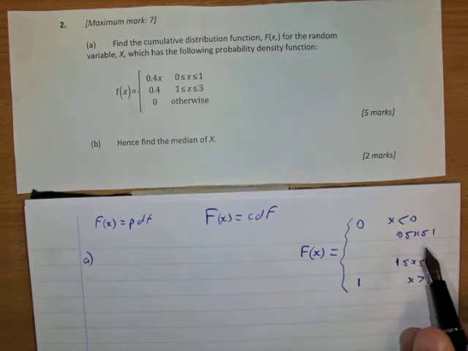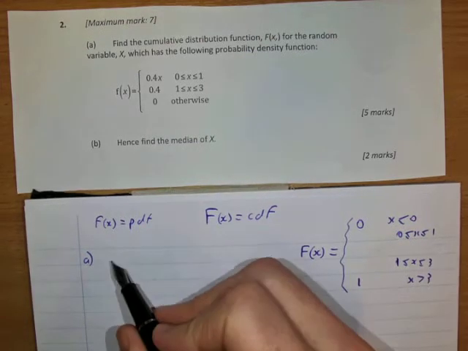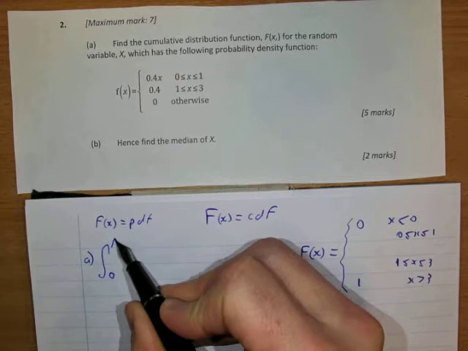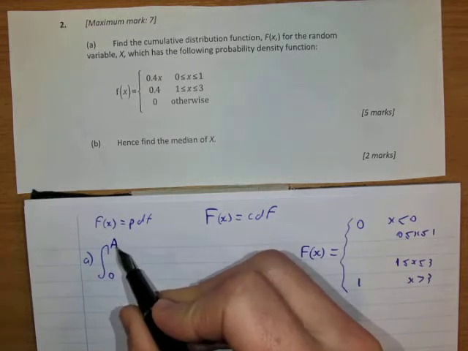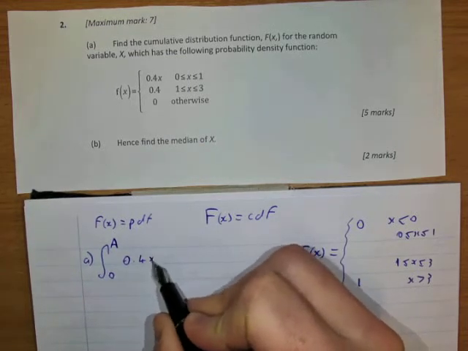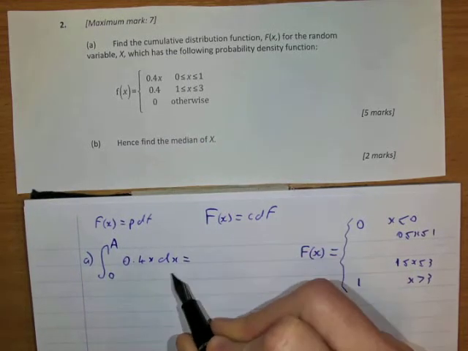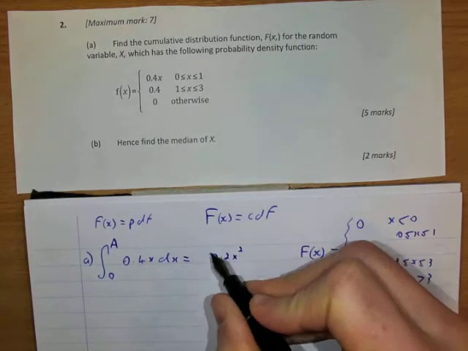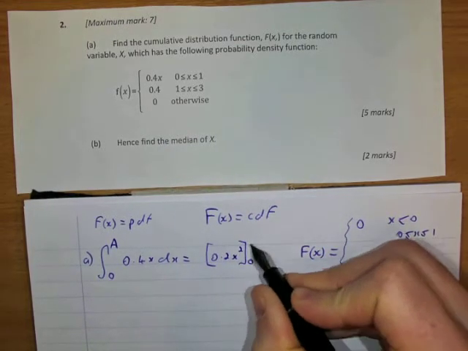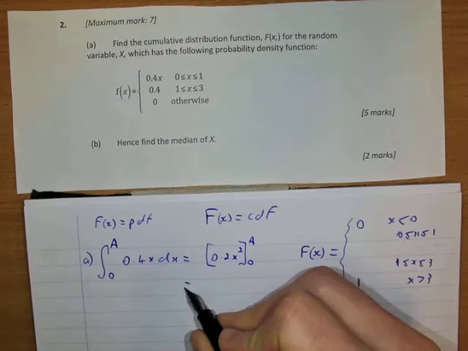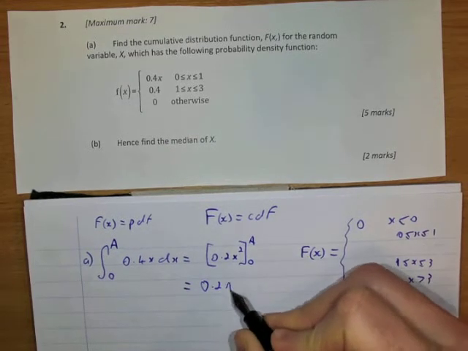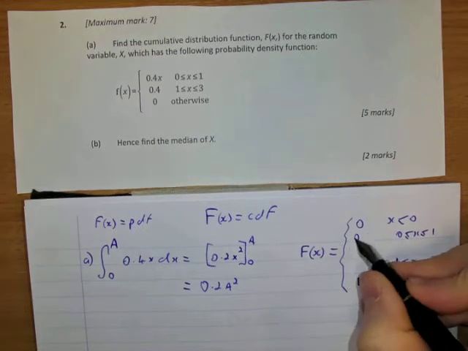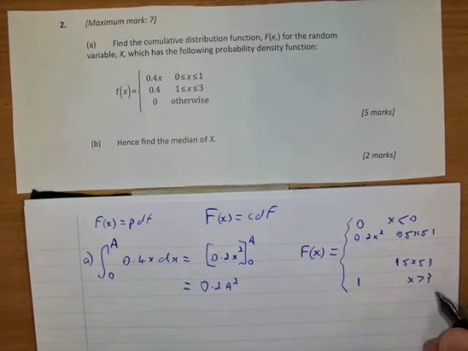So firstly, let's worry about what's happening between 0 and 1. Between 0 and 1, let's integrate, but with, say, some dummy variable a at the top of it. That's our 0.4x dx. When we integrate that, we're going to get 0.2x squared between 0 and a. When we put that in, we get 0.2a squared, obviously 0 there. So for this, it's 0.2x squared.